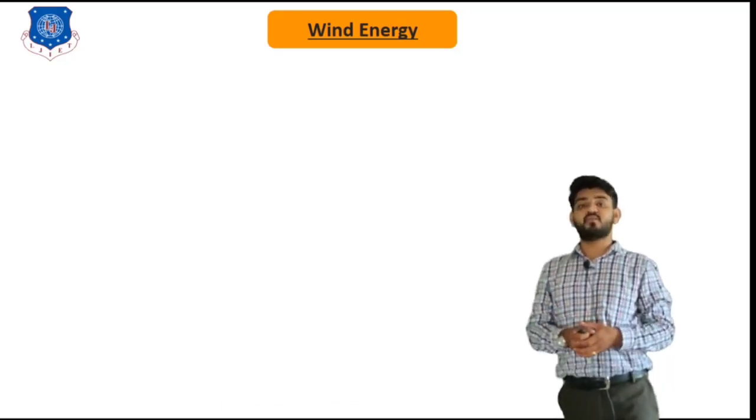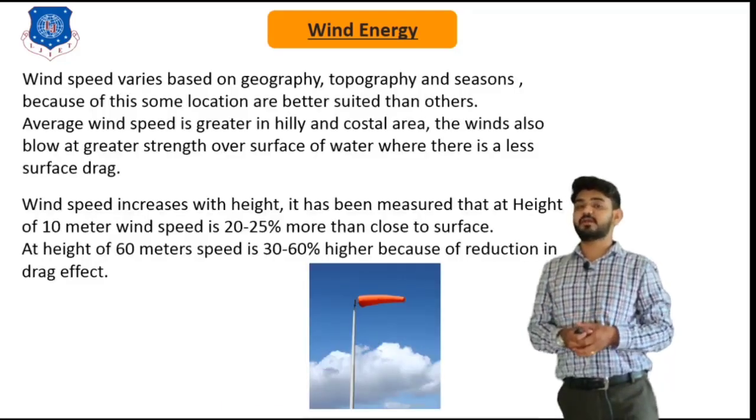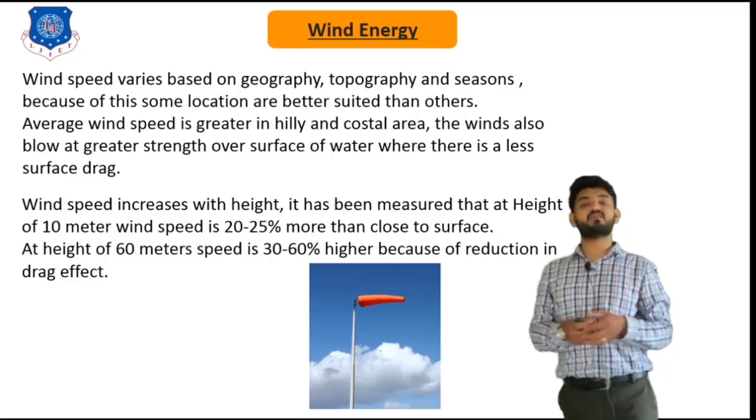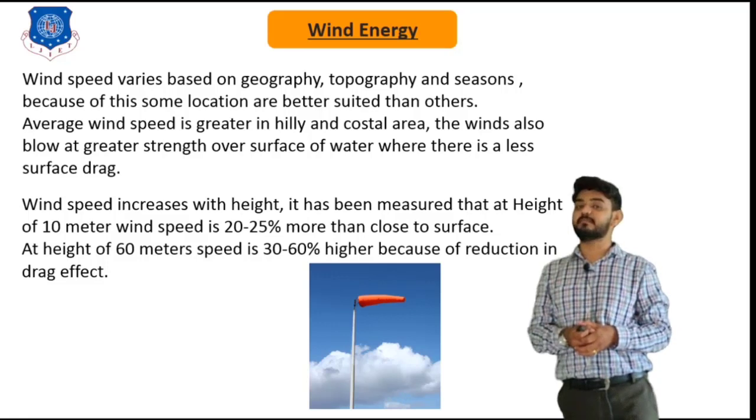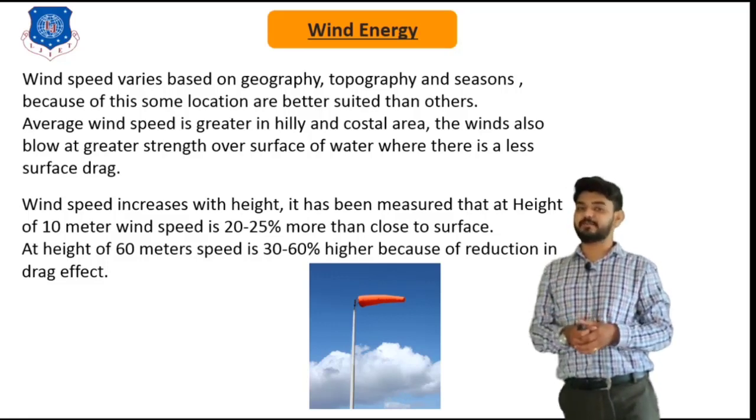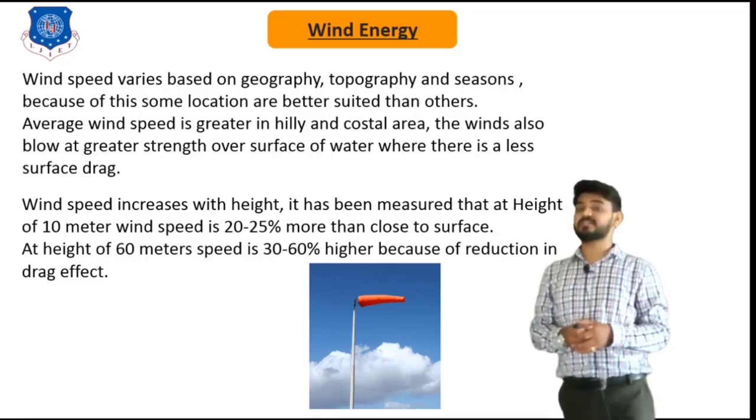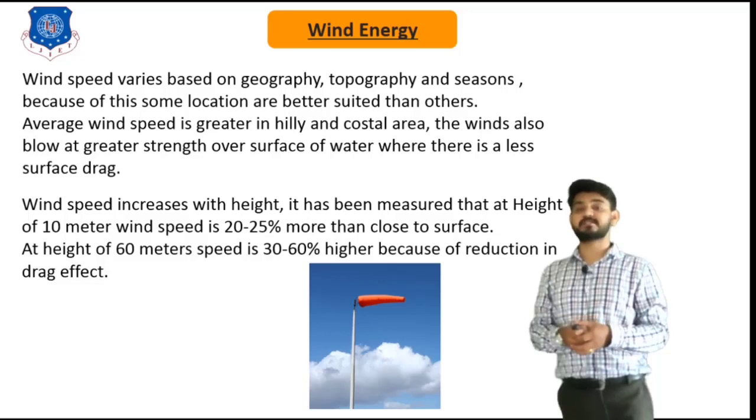Wind speed varies depending on geography, topography and season. This is why some locations are better suited for a wind energy conversion system and others are not that suitable. Average high wind speed is observed near hilly or coastal areas. Wind also blows at greater strength over the surface of water bodies where drag forces are less.